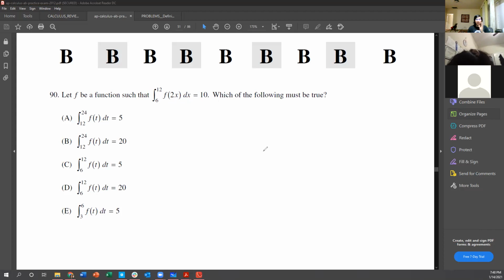Okay, I'm going to visualize this because I honestly don't know what's going on. Say, for example, this is f of x. What would f of 2x look like? It's like skinnier, right? 2x would be a compression. Yes, it would be skinnier. You're right, it's a horizontal compression. So it would look something like this.